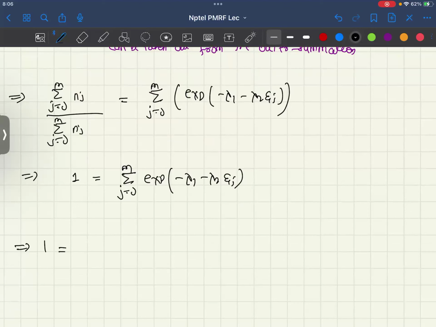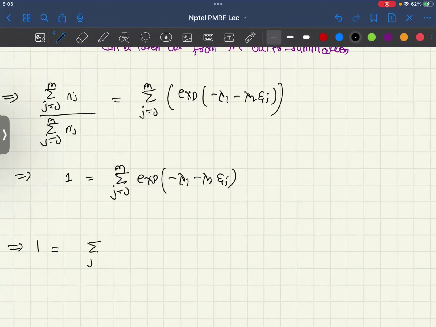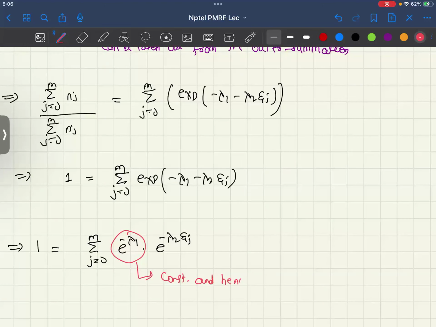This implies 1 is equal to summation j equals 0 to l of e to the power minus lambda 1 into e to the power minus lambda 2 epsilon j. Now note that this is constant and hence can be taken out of the outer summation.